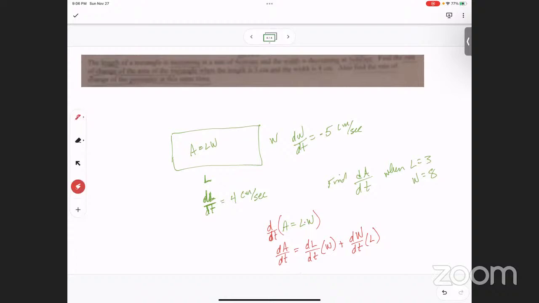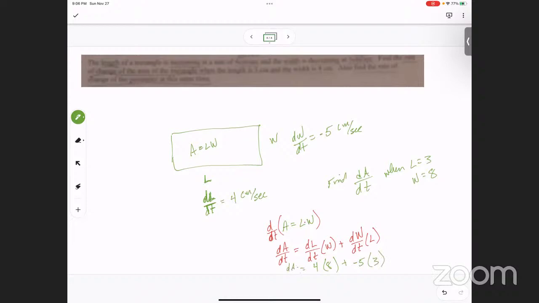You see how I have all of these values? dl dt is 4. So that's 4. What's the width? 8. They told us when the width is 8 and the length is 3. Good. Plus, what's dw dt? -5. And what's the length? That'll be 3. Very good.